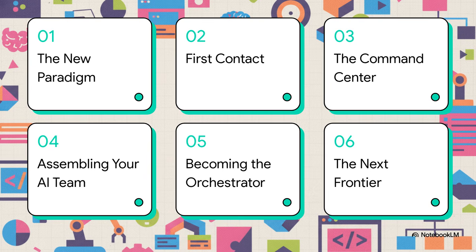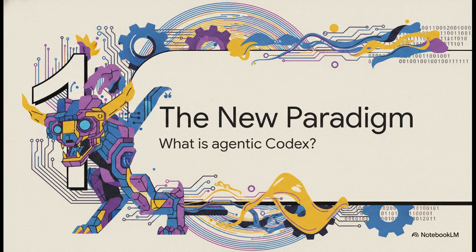So, here's the game plan. We've got 6 stages to walk through. We'll kick things off with what modern Codex is actually all about, then get you up and running in literally minutes. From there, we'll explore the best ways to interact with it, and then we get to the really powerful stuff, how to assemble and manage your own team of AI agents like a pro. All right, let's dive right in.